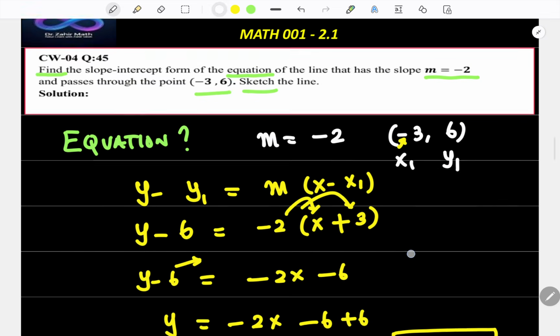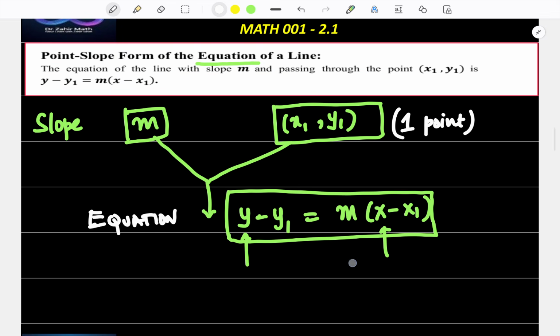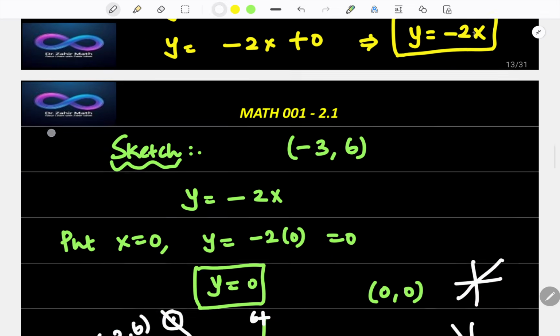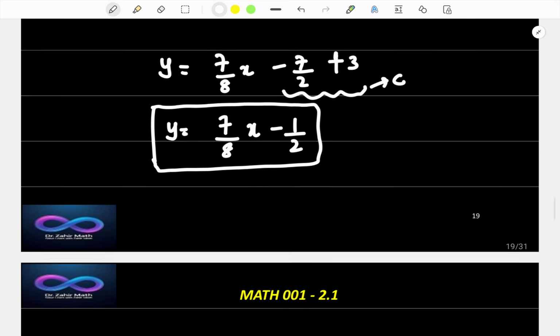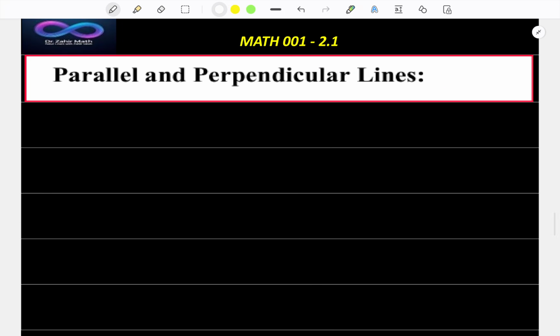Remember? Same like this formula. Almost. This m is what? y2 minus y1 divided by what? x2 minus x1. Clear? Right. Next, we are going to the very, very important concept called parallel and perpendicular lines. Wonderful idea. Okay. Right. So let's go to parallel and perpendicular lines.